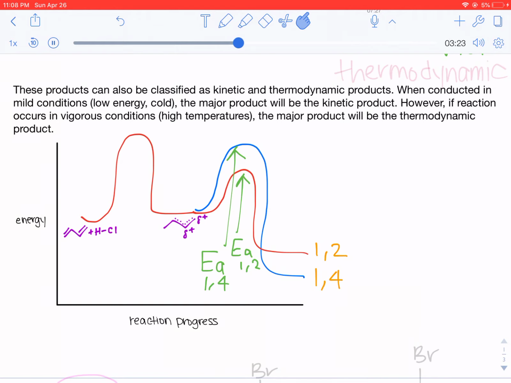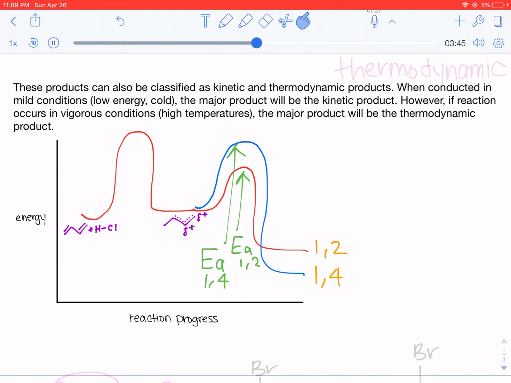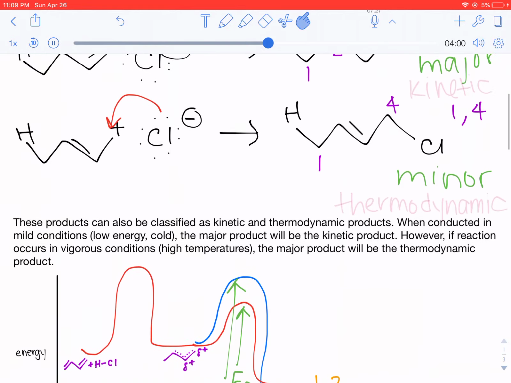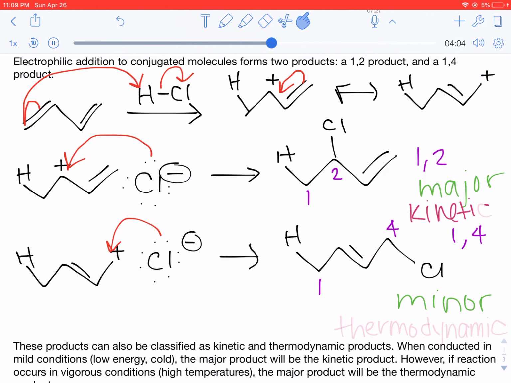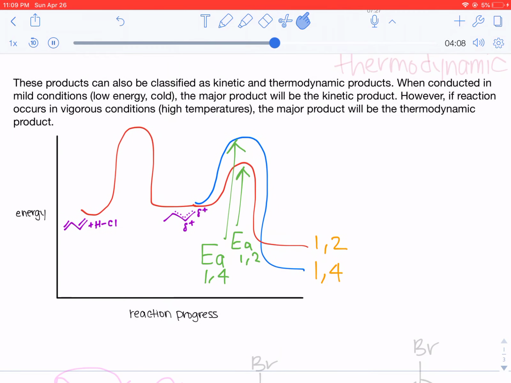This activation energy will be the same for either product. However, after the first carbocation intermediate, the 1,2 product will form without any further rearrangement, so it will have a lower activation energy. The second product, the 1,4 product, will have a higher activation energy, but it will form a more stable product. When determining which product will be the kinetic product, we look at the activation energy of each. In this case, the 1,2 product will have a lower activation energy, making it the kinetic product. To determine which product is the thermodynamic product, we decide which product is more stable. So in this case, the 1,4 product will be the thermodynamic product.